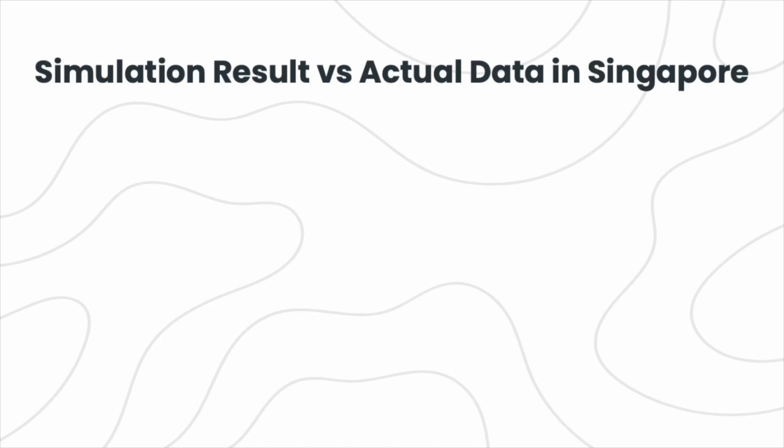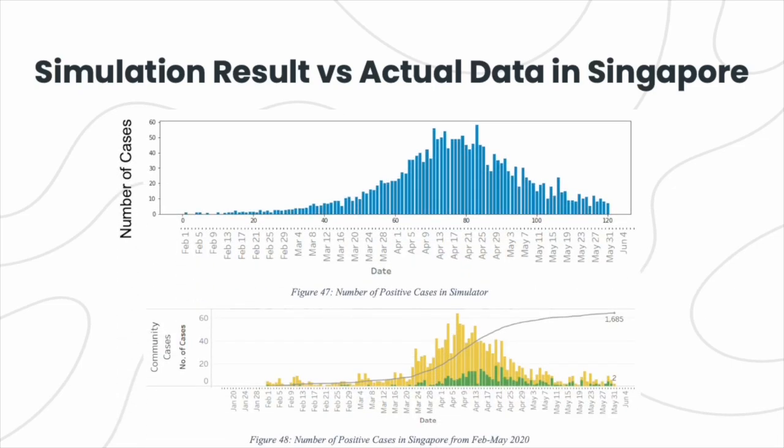The result of the simulator is shown as the number of new positive cases per day, and the figure shows the median of 100 iterations of the simulation. As visible, the result of the simulation and the actual historical data in Singapore is very similar.